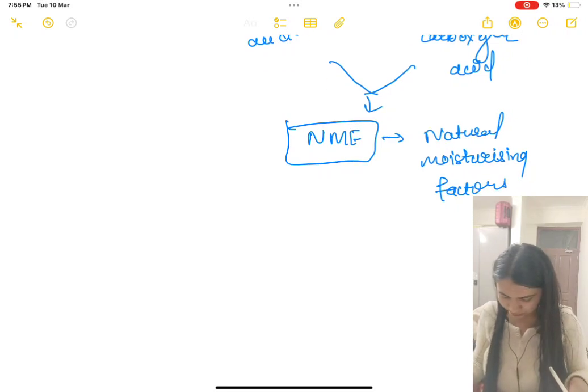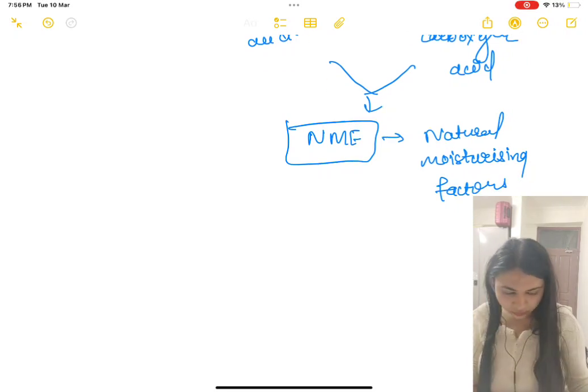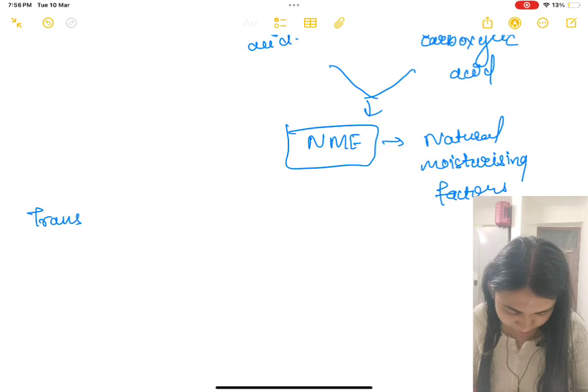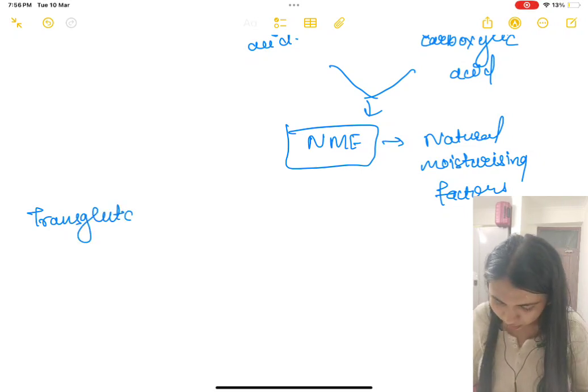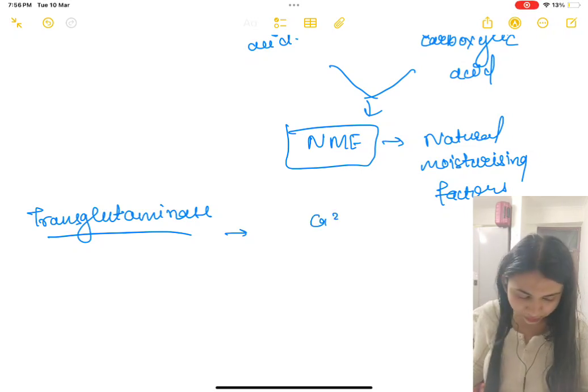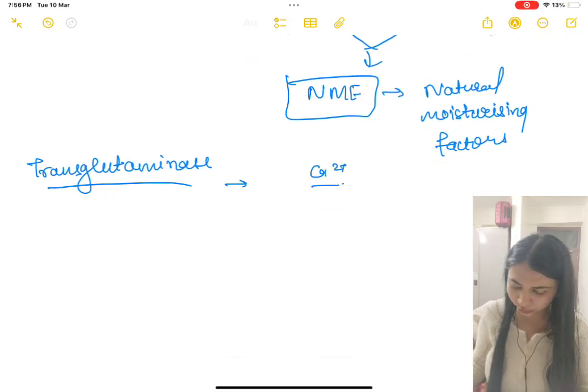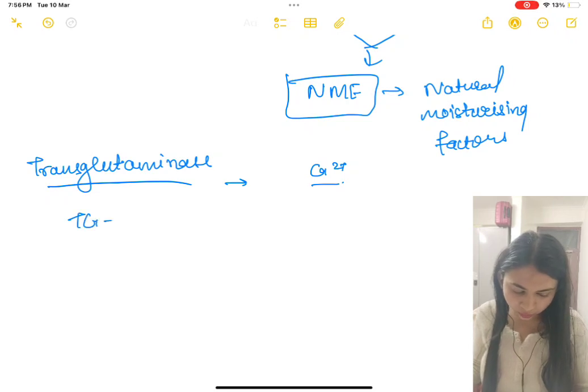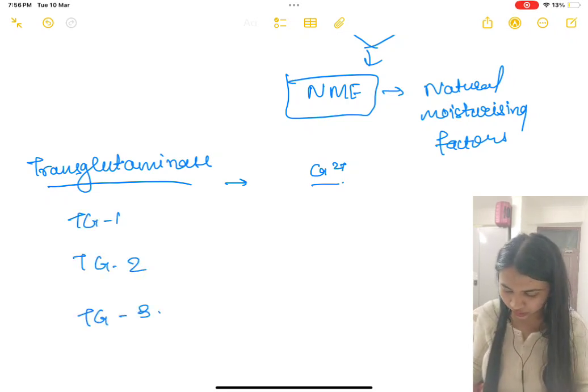This is filaggrin. Then we have again transglutaminase. Transglutaminase also acts as a glue. They help in cross-linking the cornified envelope. This is also a calcium dependent process, like profilaggrin to filaggrin conversion. Now you have to remember three types of transglutaminase, which are TG1, TG2 and TG3.